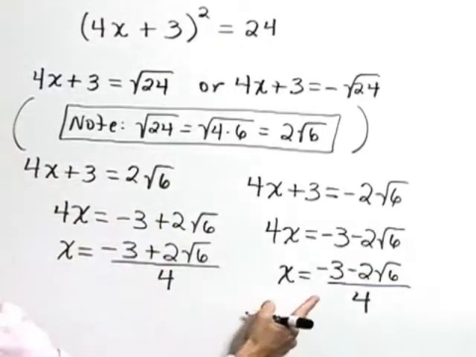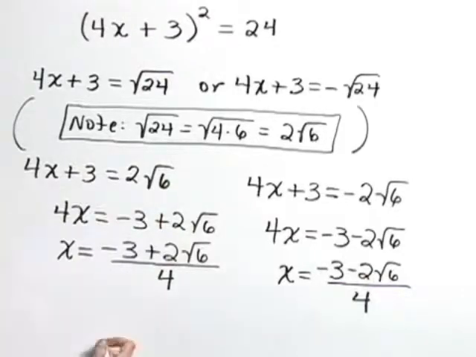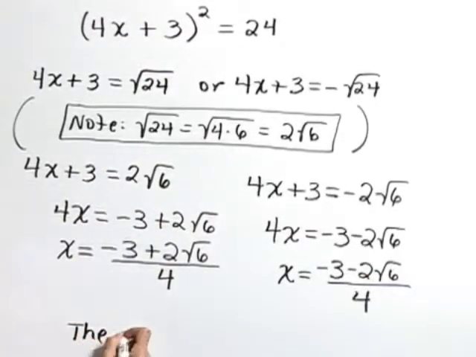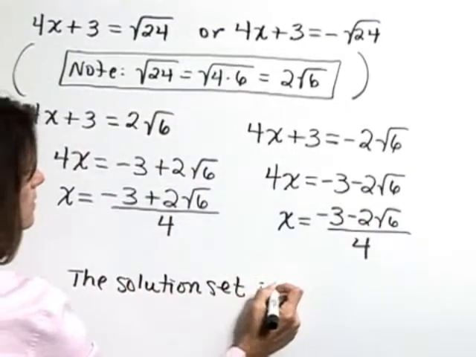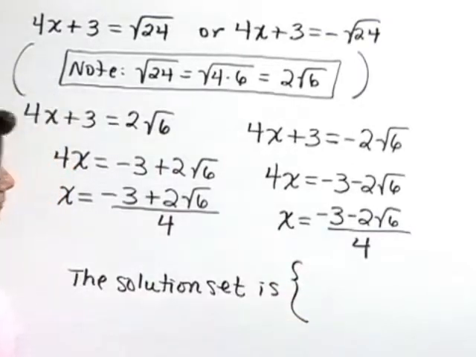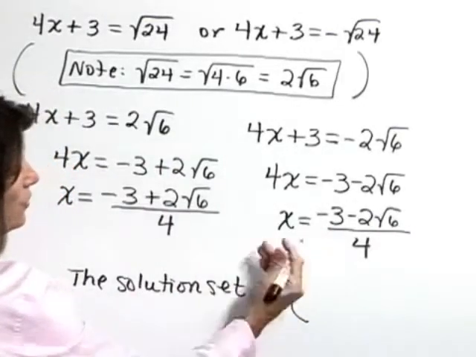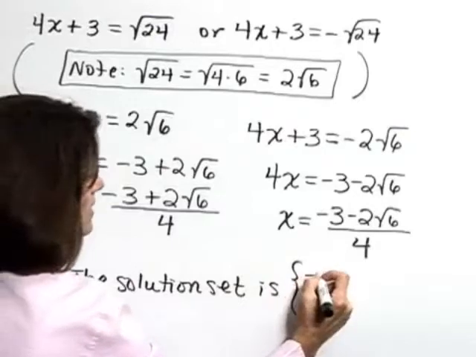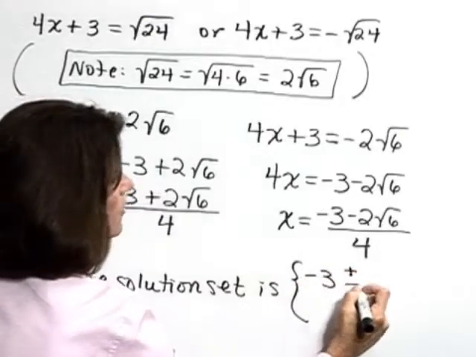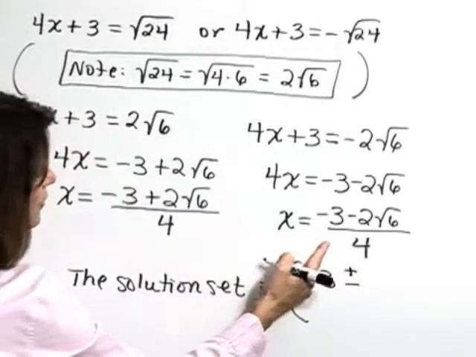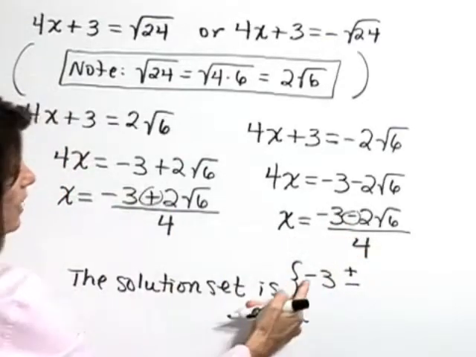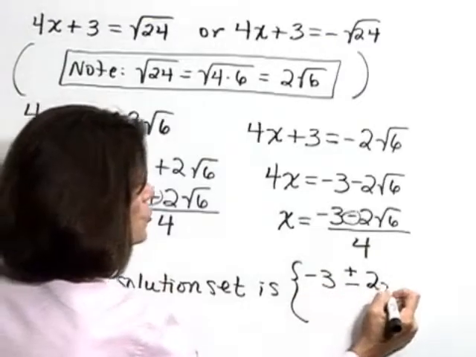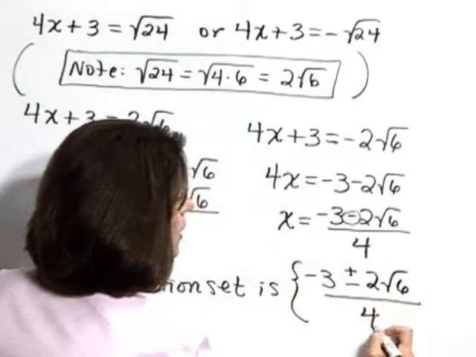It's a good idea to check both of these solutions in the original equation. And if you do, you'll find that they both work. Let's summarize and say that the solution set is, and I'm going to describe both of these quantities using one statement as negative 3 plus or minus. See, these are both the same except for this middle symbol. So as one statement, negative 3 plus or minus 2 times the square root of 6 all over 4.